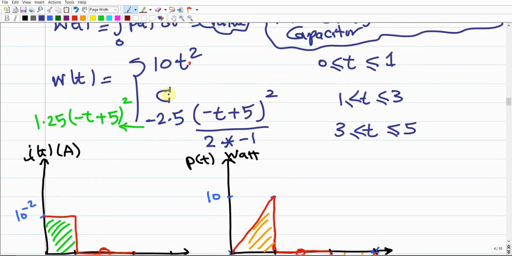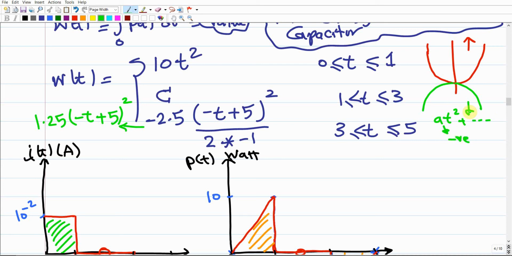So starting with the 10t squared, it means that this is a quadratic function. If you remember from the mathematics class, in case we have a quadratic function, we used to represent this function with a U shape, right? And this U shape would be open up or open down, like the green curve. In case we have a function like a t squared plus other terms, if the a is negative, it should be open down.